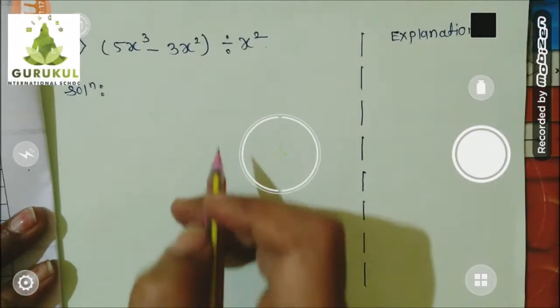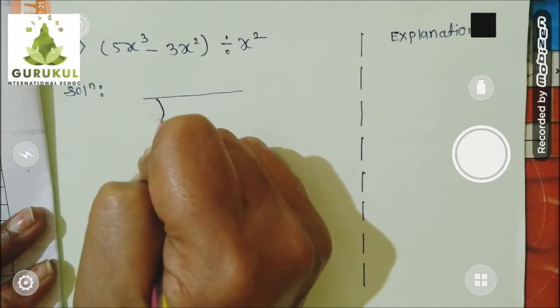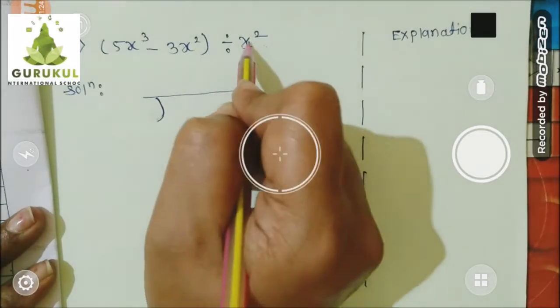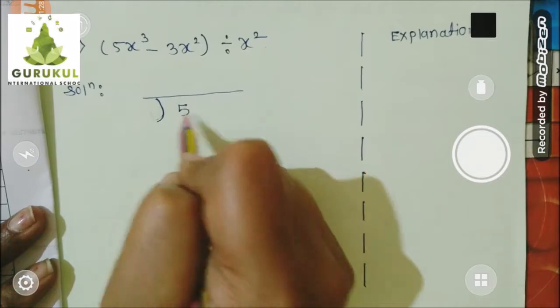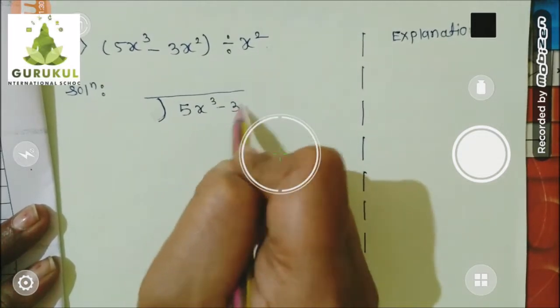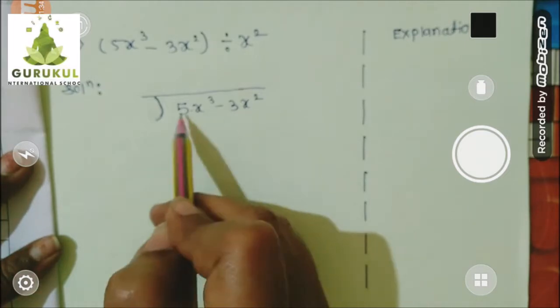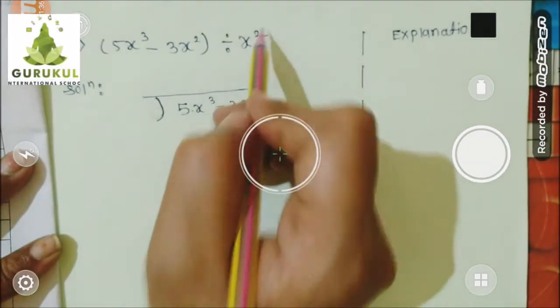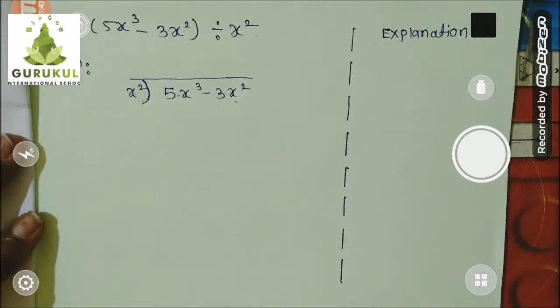Second step, write down to the right dividend and here divisor. So I am writing this 5x raised to 3 minus 3x square. First we arrange in descending order of power and then we put it over here. Divide by x square. Second step is over.